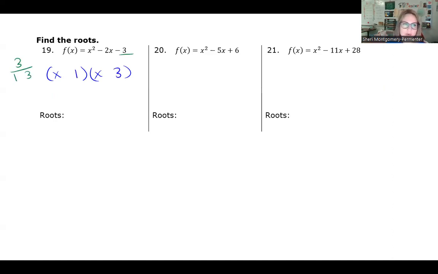So 1 and 3. To figure out the signs, the middle number is negative, the bigger number is 3, so it is negative. If I have -3, would I add or subtract 1 to get -2? I would have to add. If I subtract, I would get -4.